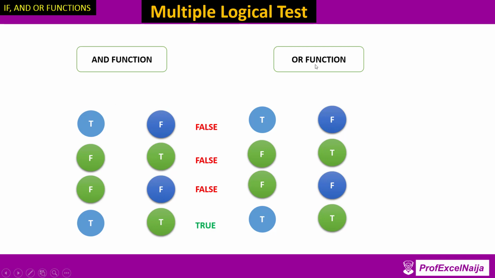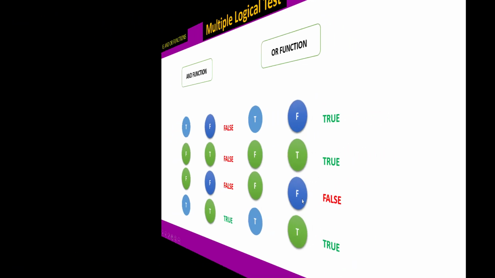Let's look at how the OR function operates. You get a true, you get a true, you get a false, and you get a true. For the OR function, once one of your tests is true, you get a true. You get the false value only when all your subtests are false.